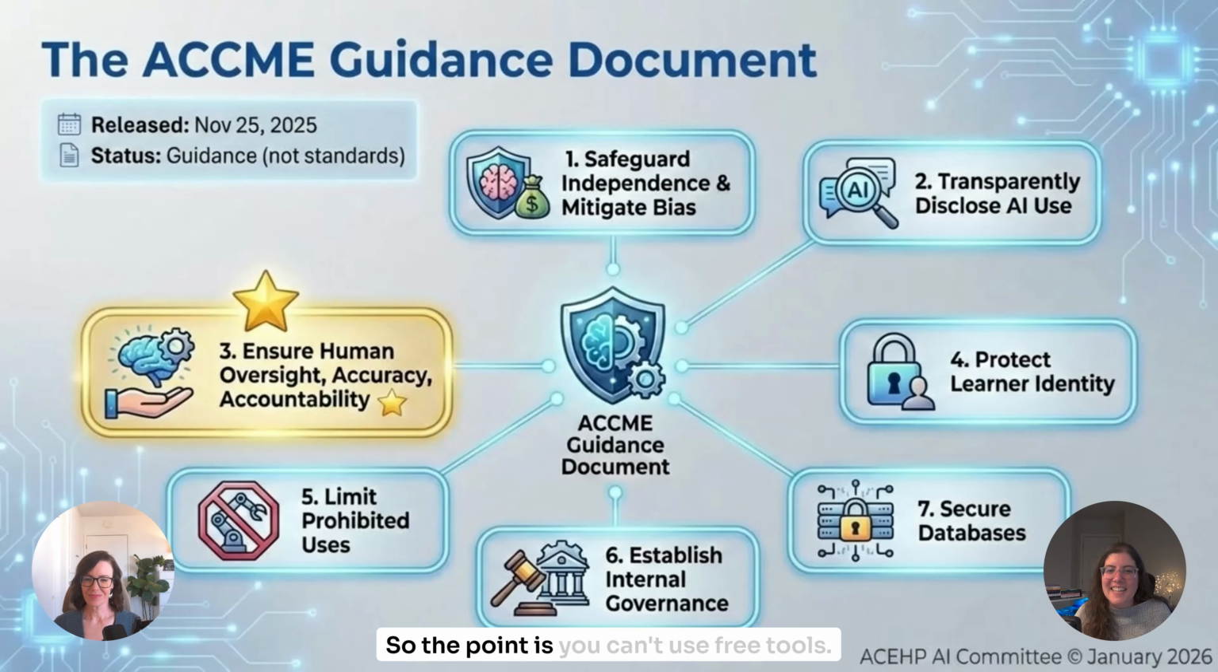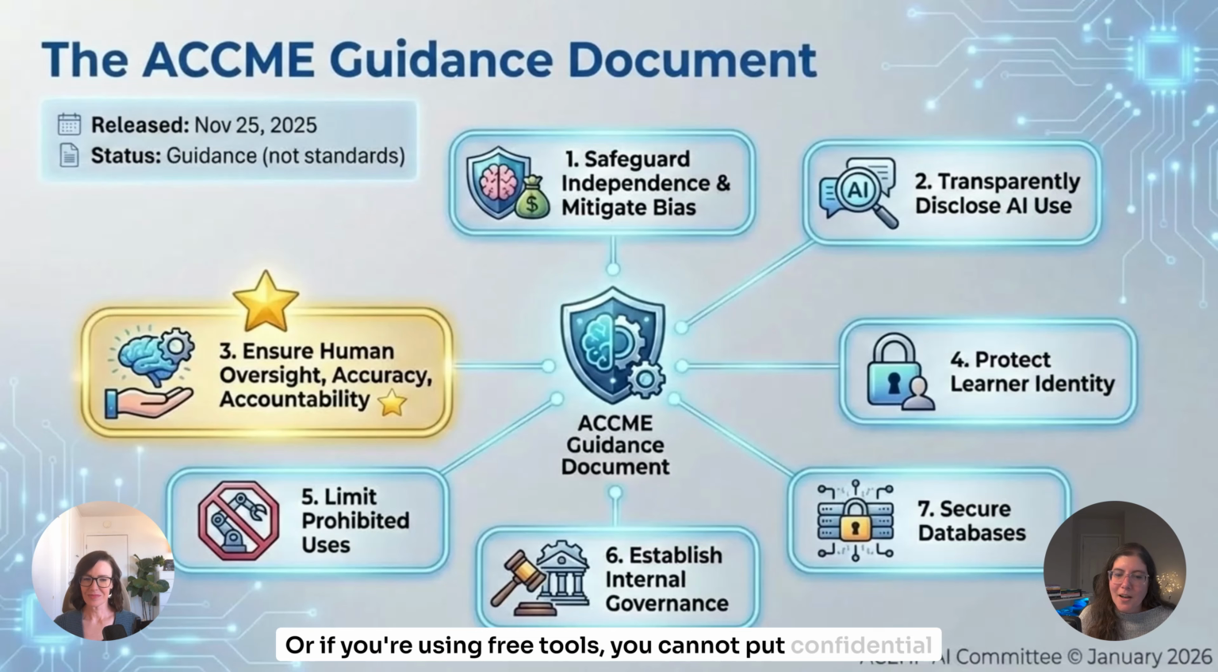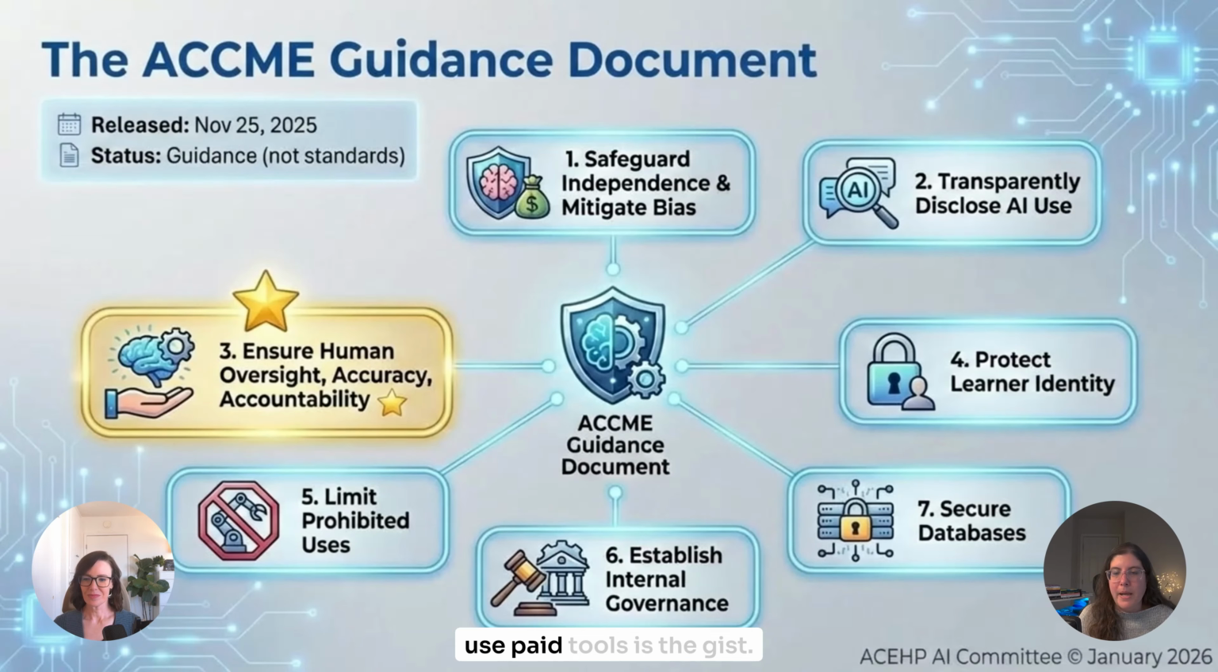So the point is you can't use free tools, or if you're using free tools, you cannot put confidential data into it. So if you want to use AI with confidential data, you need to use paid tools, is the gist. Perfect. And number 5 is limit prohibited uses.